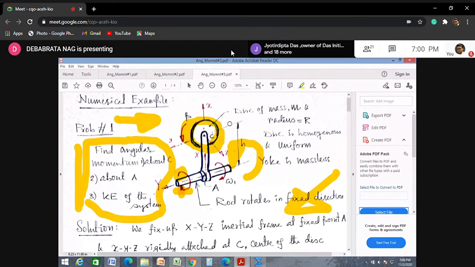So in this chapter, the takeaway points are that you need to find out the inertia matrix term. Inertia matrix term, that means this [I], this inertia matrix. This inertia matrix you need to evaluate with respect to several points.